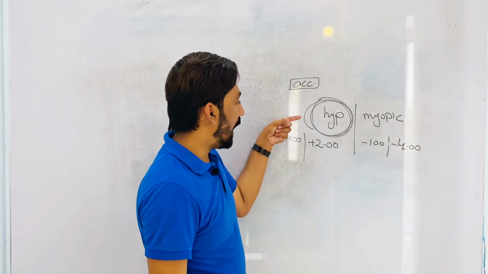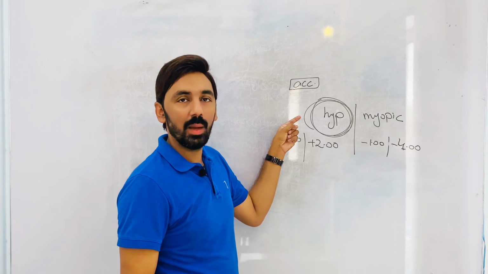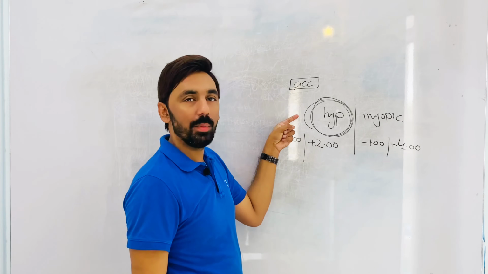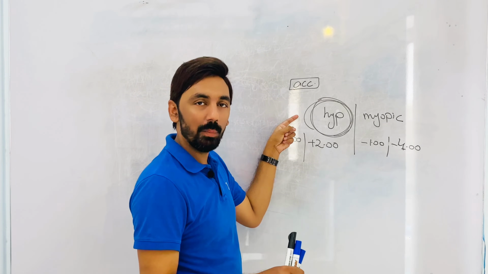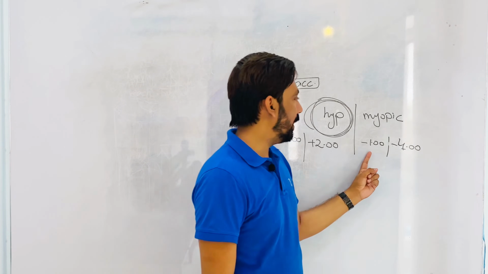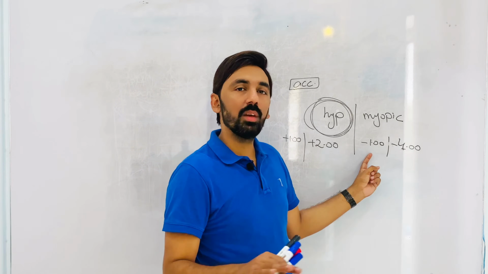So the hyperopic eye is more compromised, the hyperopic eye is more struggling. That's why the hyperopic eye or hyperopic patient is under the threat of amblyopia as compared to the myopic patient, right? So why not myopia? Because myopia is very comfortable at reading.